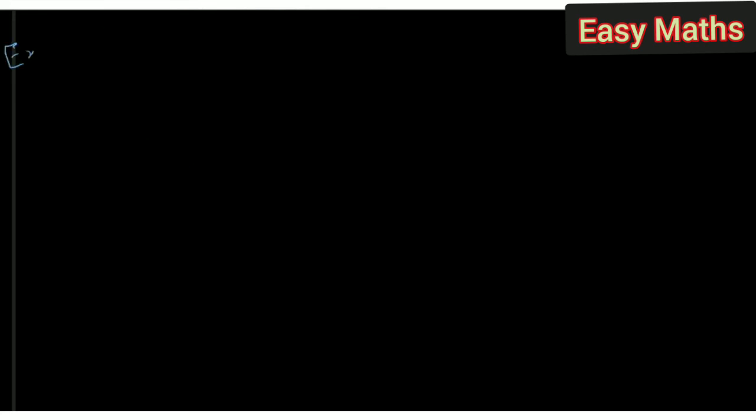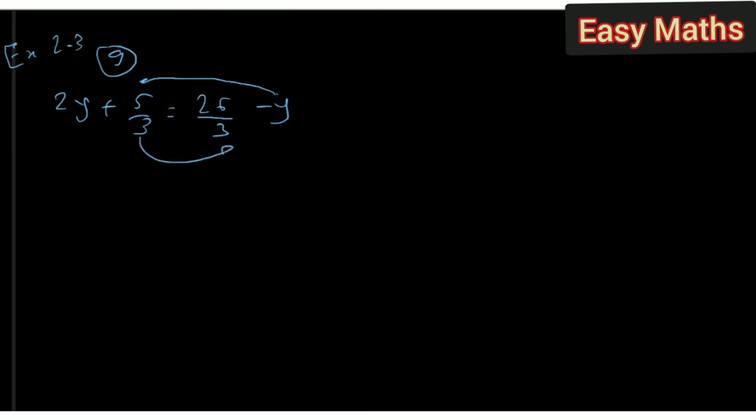So we are going to solve now exercise 2.3, question number 9. 2y plus 5 by 3 is equal to 26 by 3 minus y. So this time I am going to tell you a different method to solve the same question. Okay, I will tell you both the methods. First, I am going to tell the same method. Take y to one side, constants to the other side. So minus y becomes plus y here. 26 by 3 remains as it is, and plus 5 by 3 becomes minus 5 by 3 here.